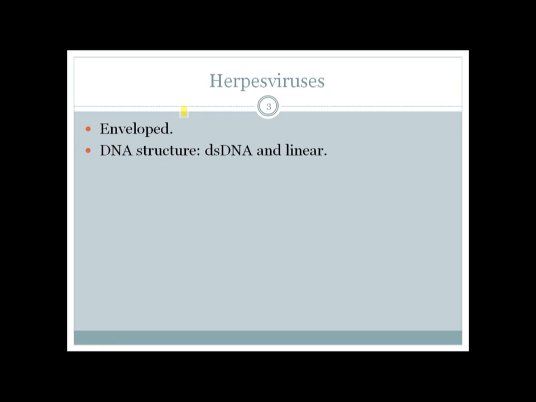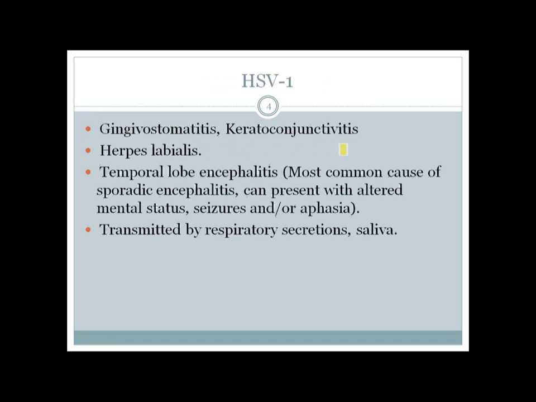And here we have the first group of the DNA viruses, which are herpes viruses. So herpes, the first H of happy. Herpes viruses are enveloped, and they actually get their envelope from the nuclear membrane of the cell they infected, and they have double-stranded DNA, and its DNA is linear.